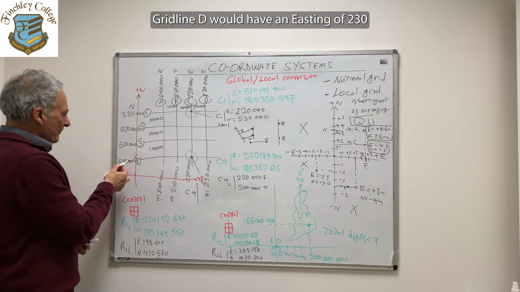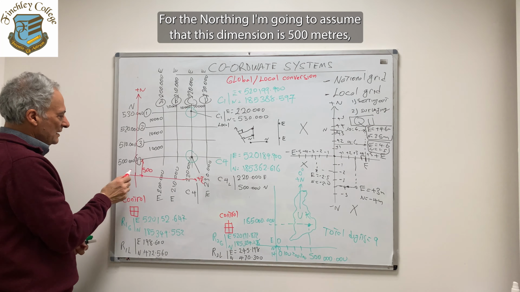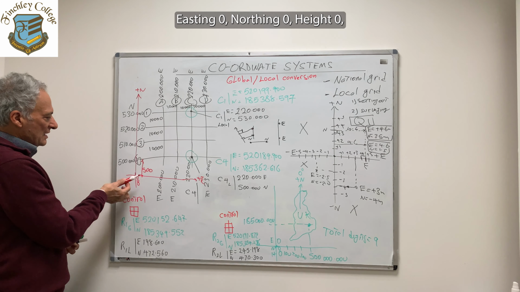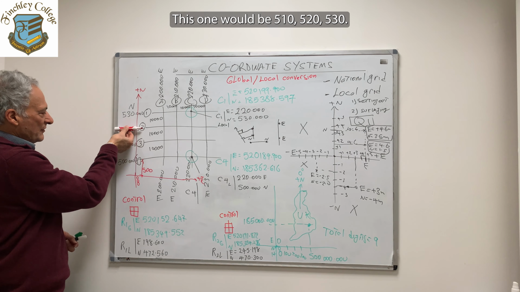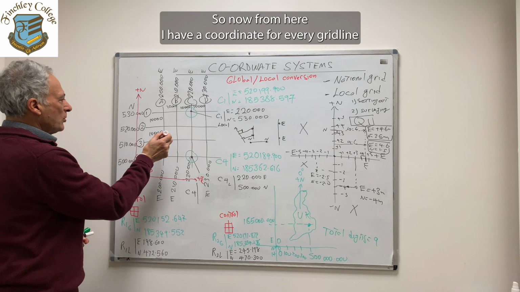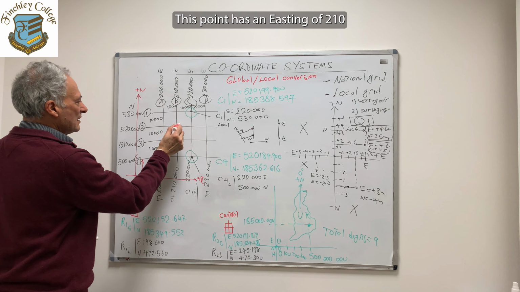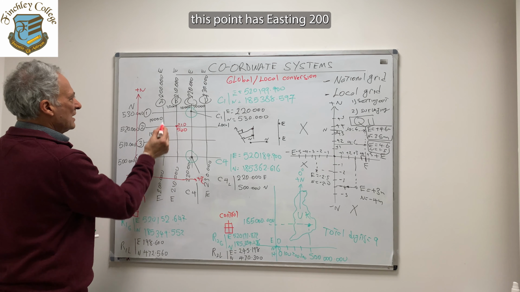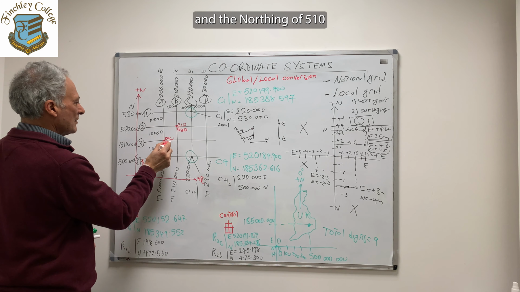Now for the northing, I'm going to assume that this dimension is, say, 500 meters. If this is easting 0, northing 0, height 0, this northing is 500 meters, this one will be 510, 520, 530. So now from here, I have a coordinate for every grid. This point has an easting of 210 and a northing of 520. This point has an easting of 200 and a northing of 510.